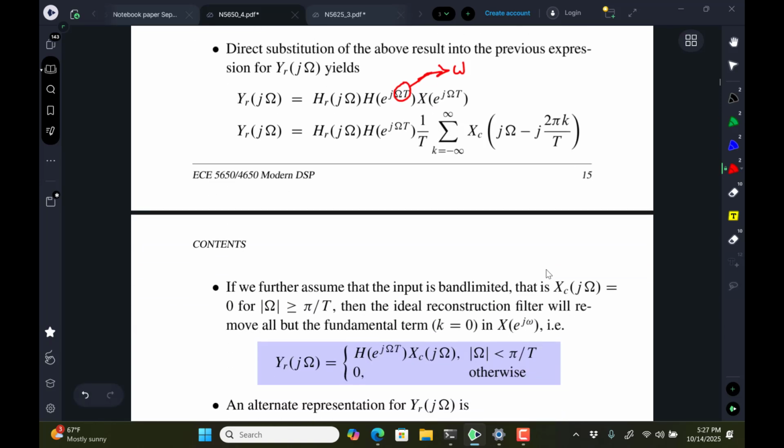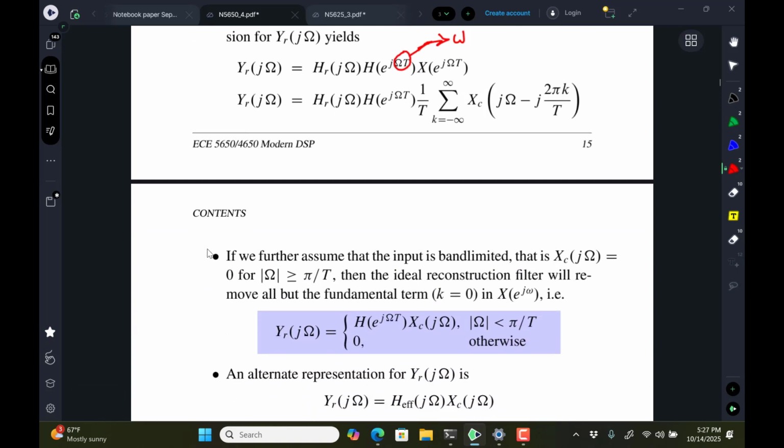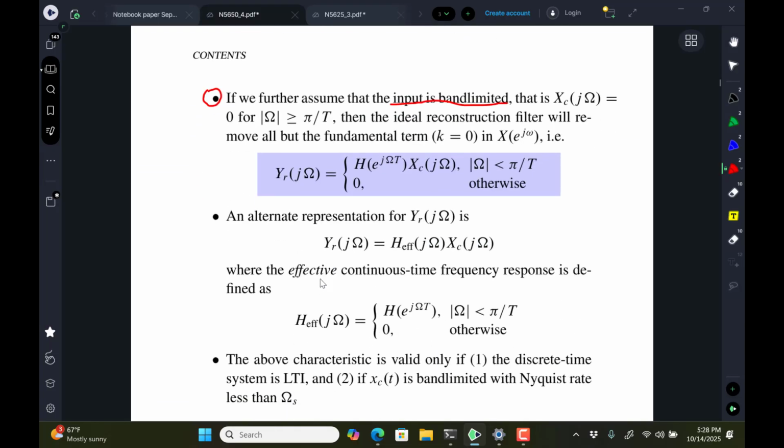But then if you make the assumption we either have an anti-aliasing filter or the input is just plain band limited so that it doesn't have any spectrum above the folding frequency, and the reconstruction filter is ideal, then we get that the spectrum at the output is just frequency response of the filter with a variable change, times the spectrum of the input signal from the analog domain.